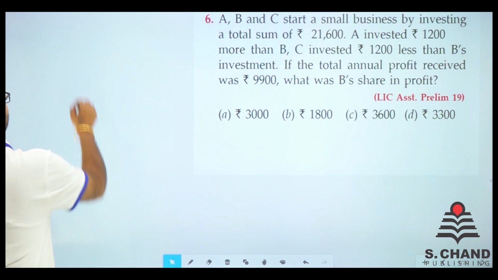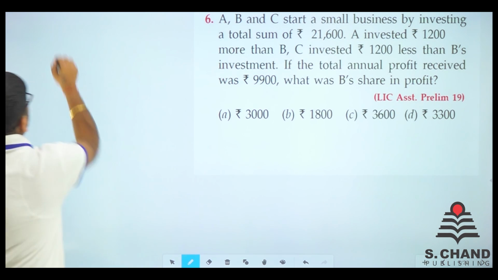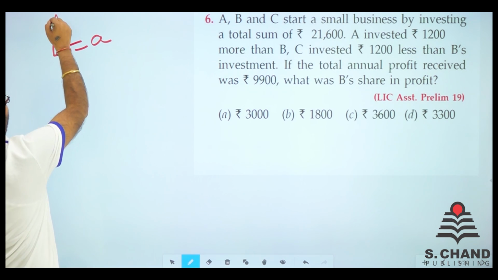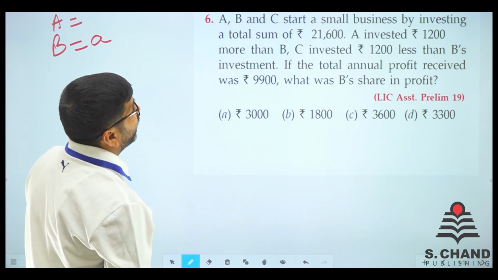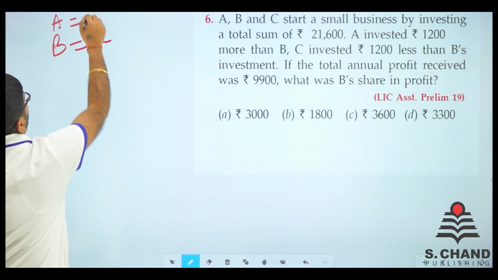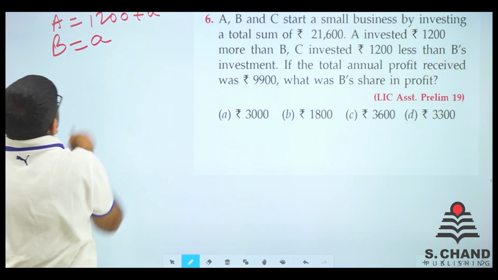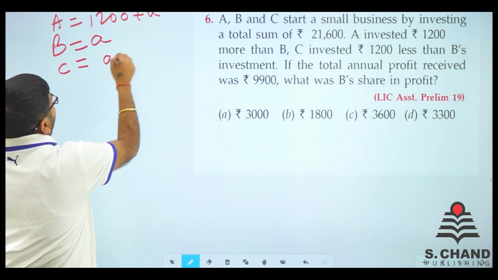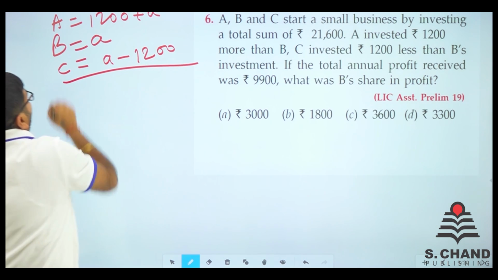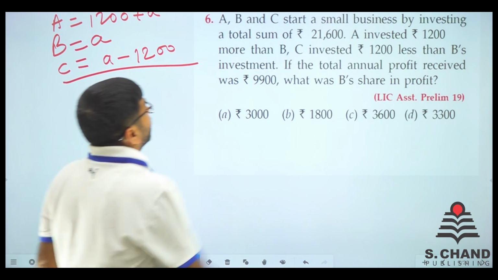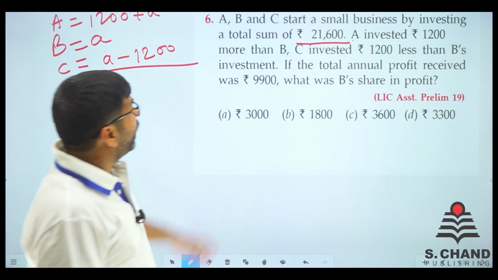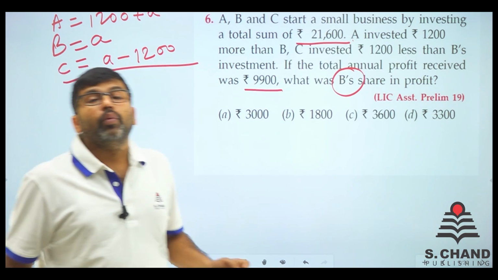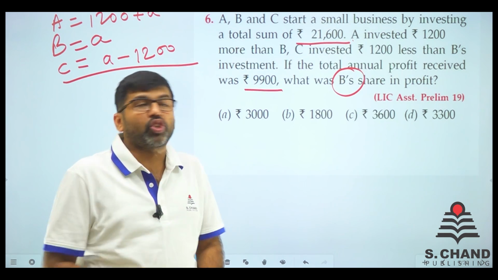So what we do? Let's suppose that B invested some money, say for example rupees A. Then it is for sure that A will be 1,200 more than B, so it is 1,200 plus A. And C is 1,200 less than B, that means A minus 1,200. So in total, we have A plus B plus C equal to 21,600. If the total annual profit is 9,900, what is B's share? So we need to find out B's ratio portion, right?